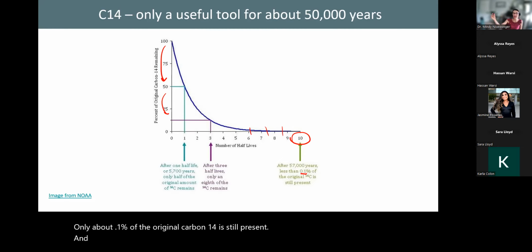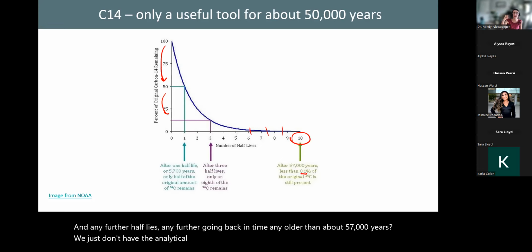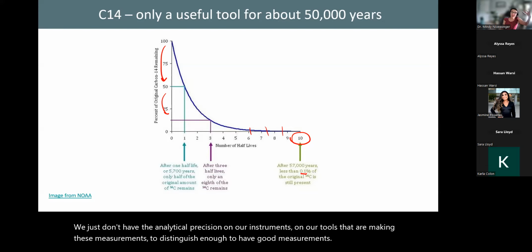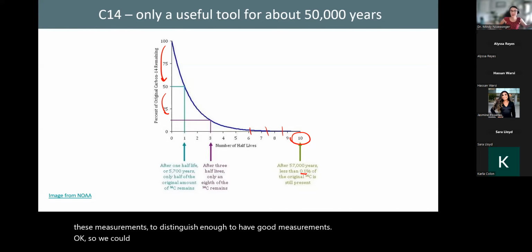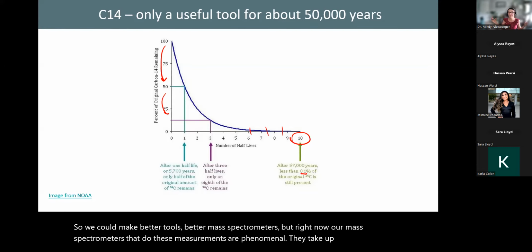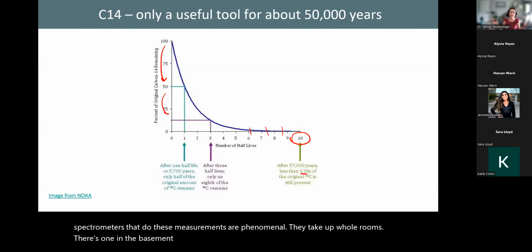Any further going back in time, anything older than about 57,000 years, we just don't have the analytical precision on our instruments, on the tools making these measurements, to get good measurements. We could make better tools, better mass spectrometers. But right now, our mass spectrometers that do these measurements are phenomenal. They take up whole rooms. There's an accelerator mass spectrometer in the basement of Crowell Hall.